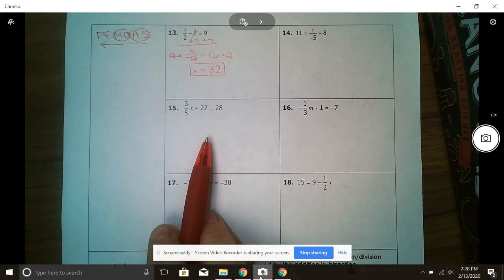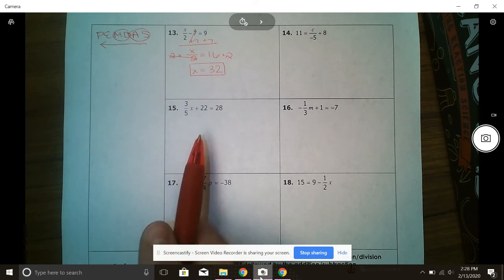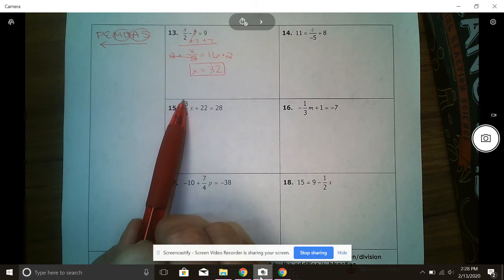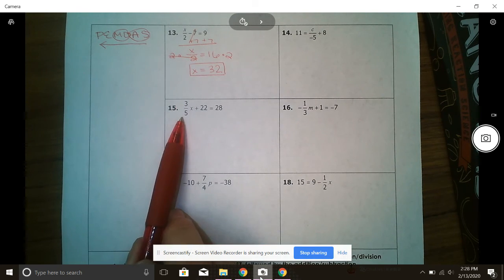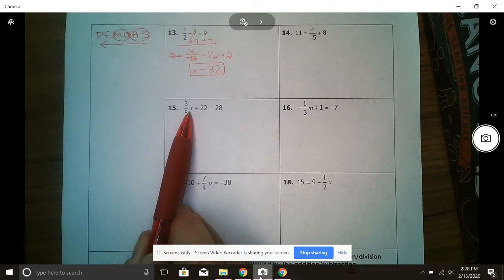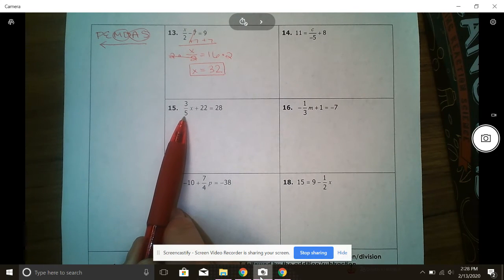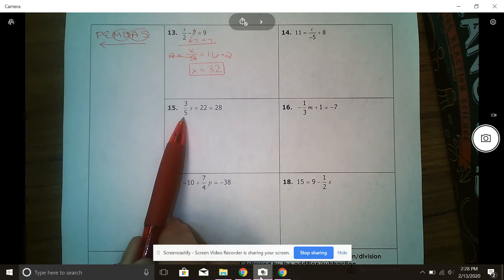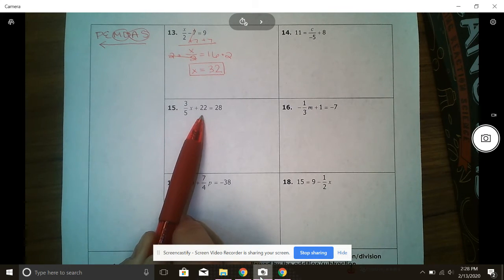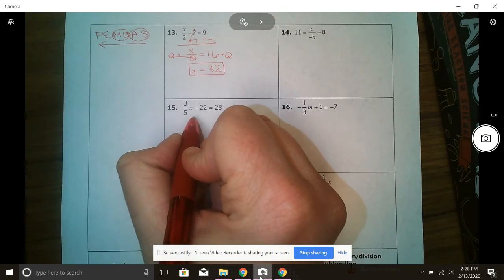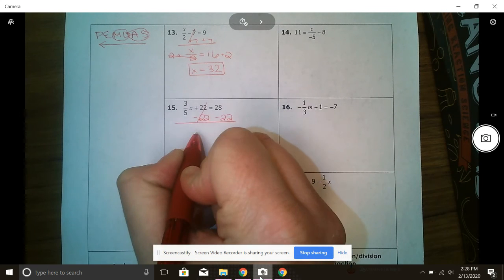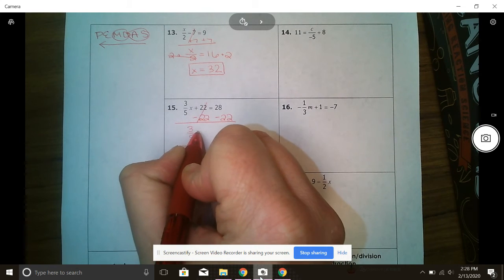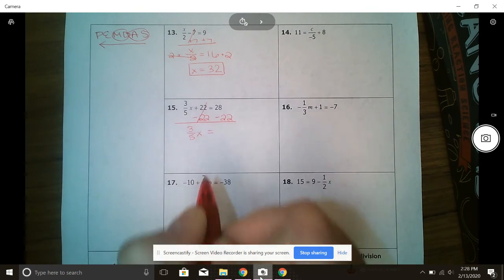I feel like number 15 is a little different than number 13 because we have a fraction in the coefficient spot, but we know how to get rid of fractions. This 3/5 is multiplying with x, and to get rid of a multiplication fraction, we'll use a reciprocal. But before we can do that, we have to handle this add of 22. To undo an addition, I'll use subtraction. The 3/5 times x is on the left side, 28.